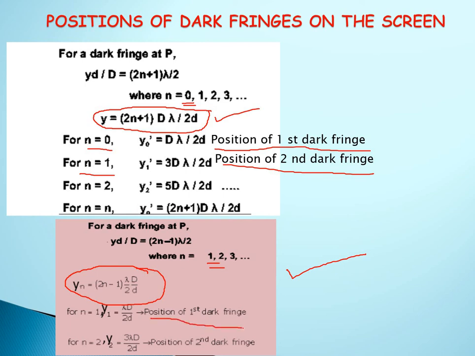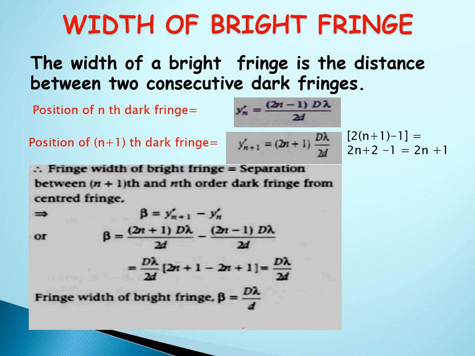Hope it's clear. Now, how do we get the width of a bright fringe? We get the width of a bright fringe by calculating the distance between two consecutive dark fringes. Again, position of the nth dark fringe is (2n minus 1) D lambda by 2d. Position of the (n plus 1)th dark fringe, since it is dark, we have instead of yn, we have given an apostrophe also, y dash n plus 1. So now children, here again you need a little clarification. I have written here that the position of the nth dark fringe is (2n minus 1) into D lambda by 2d.